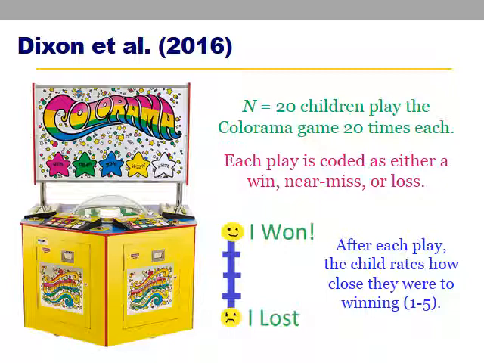So by the end of this study, each child who completed this game 20 times should have 3 mean measurements. What was the average rating of the times that they won? What was their average rating of the times that they lost? And what was their average rating for the times that they had a near miss? What we might see here is that children tend to rate wins as very different from losses, which makes sense. The question is, do children perceive near misses, which are losses, as being similar to losses, or as being more similar to wins?